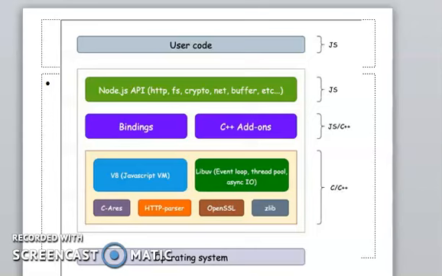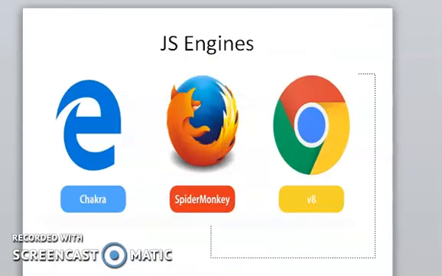And the basic JavaScript engines: for Internet Explorer it is Chakra, for Mozilla it is SpiderMonkey, and for Google Chrome there is V8. Normally the V8 engine is very good.